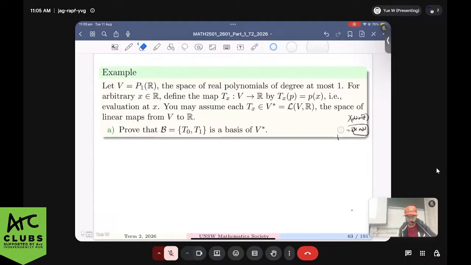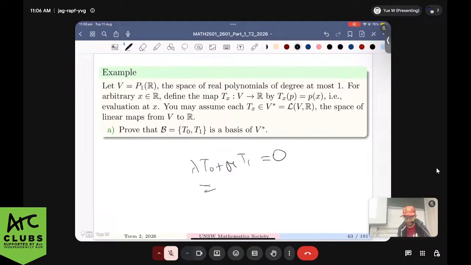How do you show the functions are independent? Well, you assume that lambda T0 plus mu T1 equals the 0 map. Now these are functions, so what this actually means is lambda T0 of any p plus mu T1 of any p is the 0 map at any p, which is actually still going to be 0.